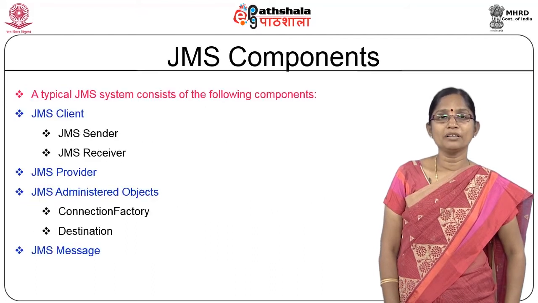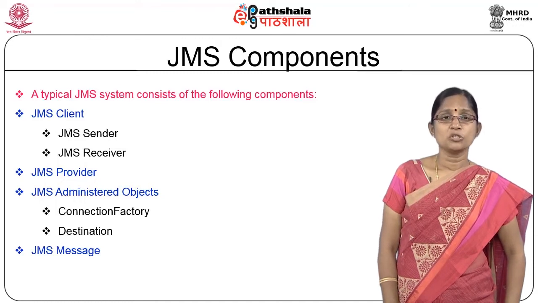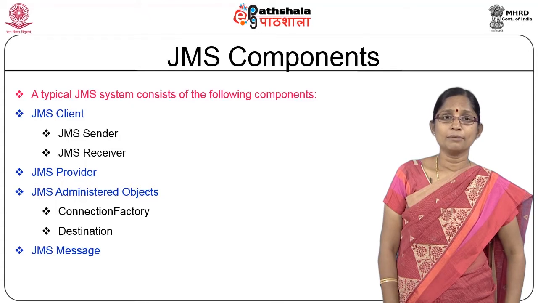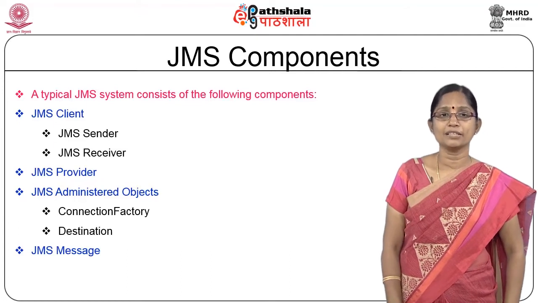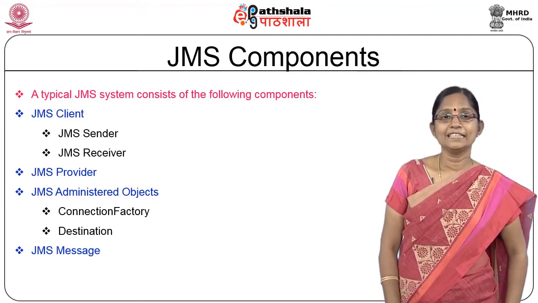Now, you can look through all of the components of which the JMS application consists. I told you already that every JMS application should consist of a JMS client. A JMS client can be of two types, either a message sender or a message receiver. Apart from that, the JMS provider will be there. The provider is responsible for sending these messages. Then JMS administered objects are there. Under administered objects, two things are available. Connection factory is there and the destination is there. Destination is the place where the messages get stored. And finally, the JMS message.